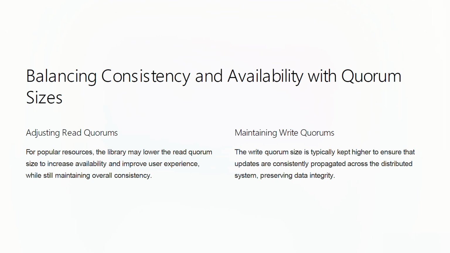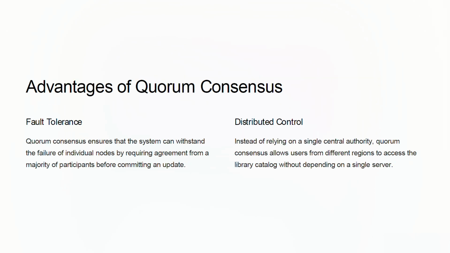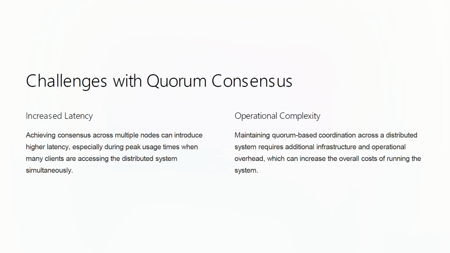Advantages of quorum: fault tolerance and distributed control. Challenges with quorum: increased latency. Achieving consistency across multiple nodes can introduce higher latency, especially during peak usage times when many clients are accessing the distributed system. Operational complexity: maintaining quorum-based coordination across a distributed system requires additional infrastructure and operational overhead, which can increase the overall cost of running the system.